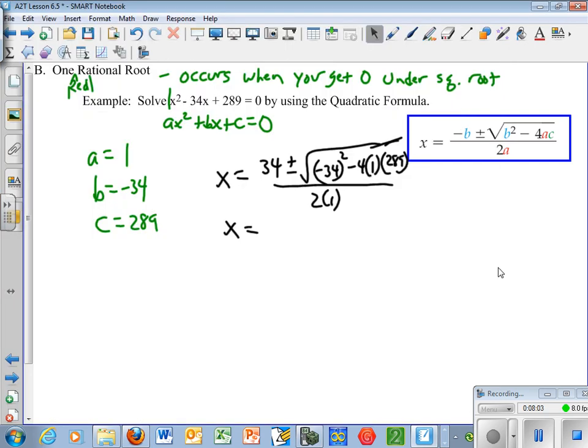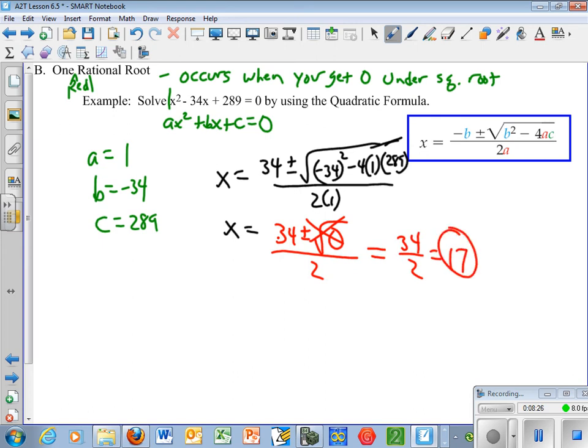So if we come back over here, that evaluated is 0. So I have 34 plus or minus the square root of 0 all over 2 times 1, which is 2. This drops out. Square root of 0 is 0, which eliminates two answers because there's nothing after the plus minus. So the only thing left is 34 divided by 2, which is 17.